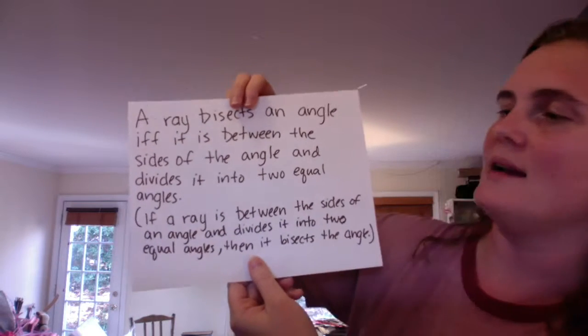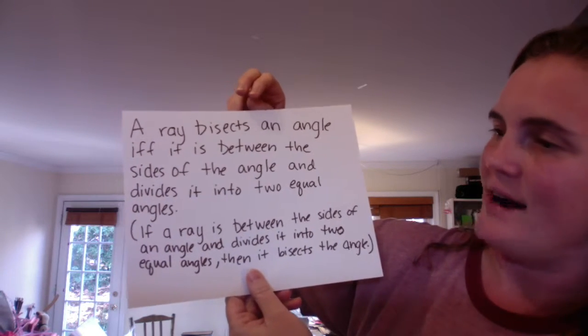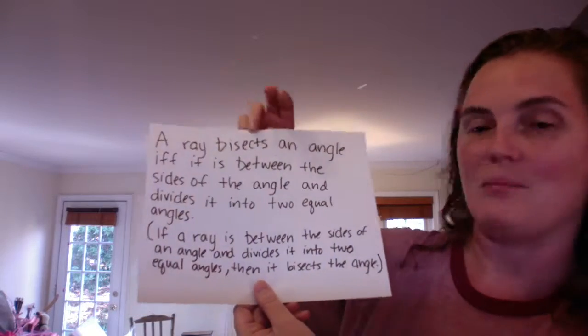So if a ray is between the sides of an angle and divides it into two equal angles, then it bisects the angle. Remember, for our converse, you just take the hypothesis and the conclusion, and you switch spots. And for a definition, the conditional statement and its converse must both be true. So to bisect in geometry is very specific. It divides it into two equal parts.